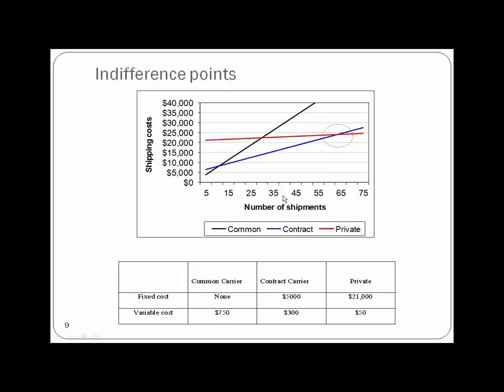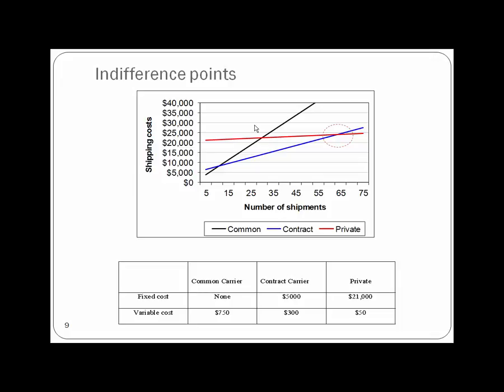So now I start looking at these, and what do I notice? Which capacity option is best? Well, first of all, what do we mean by best? If we mean by cheapest, then it's going to depend on how many shipments we expect to make. If we're only going to make 3 shipments, then obviously the common carrier would look best.